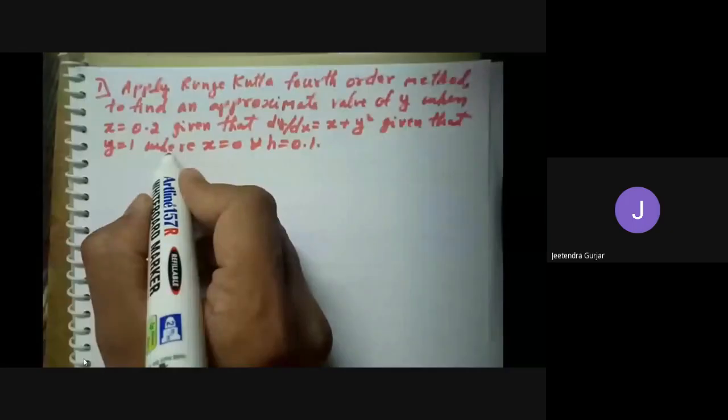Use the fourth order method to find an approximate value of y at x = 0.2, given dy/dx = x + y square, given that y is equal to 1 where x is equal to 0, and h is equal to 0.1.